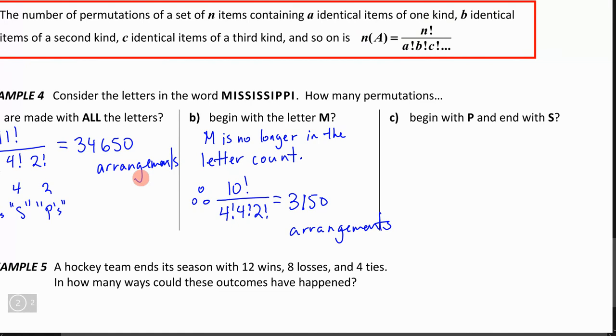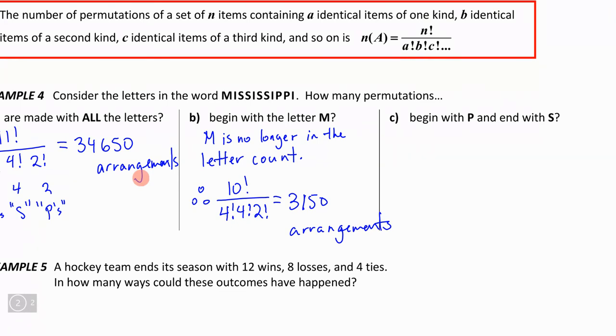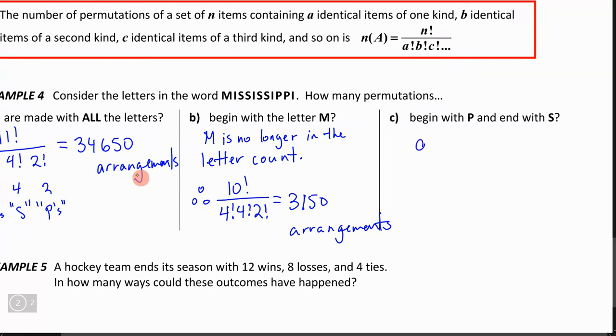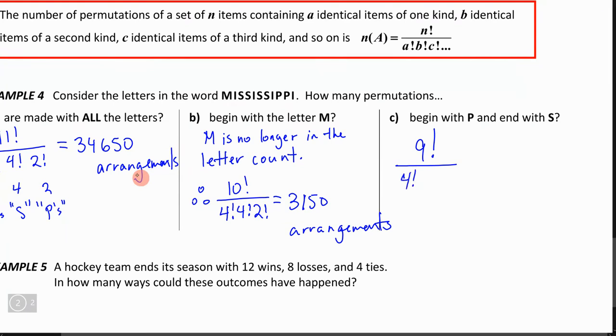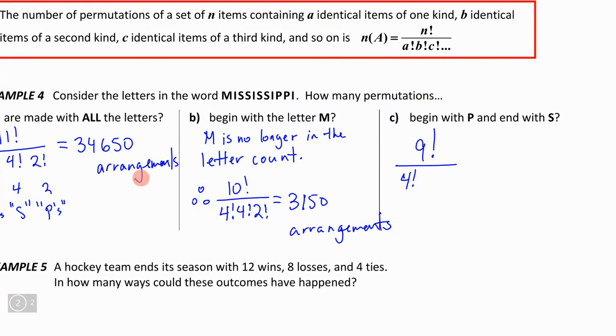Part C, what if we have to begin with a P and end with an S? So again, we are restricting one more time the total number of letters. So we only have 9 factorial letters. But because P and S are repeating letters, I have to now change the bottom as well. So I only have the I's repeating, so 4 factorial. And because there are only 2 S's, if I take out one S, I only have one S left, so there's nothing else to divide down there.